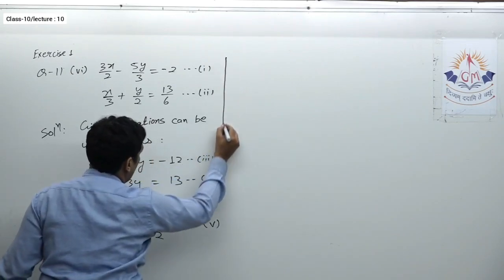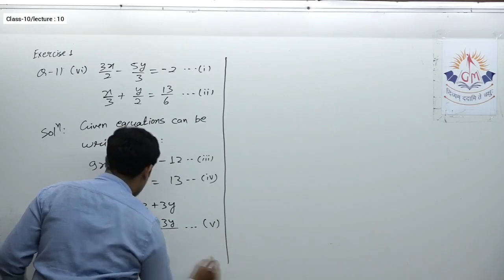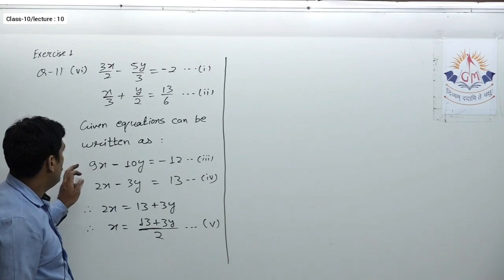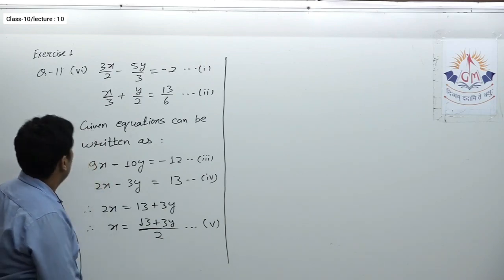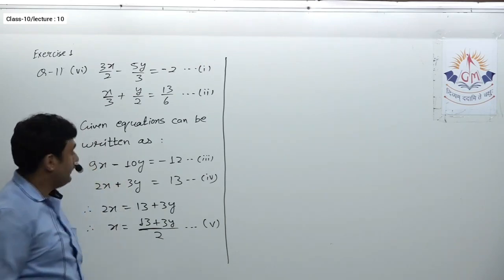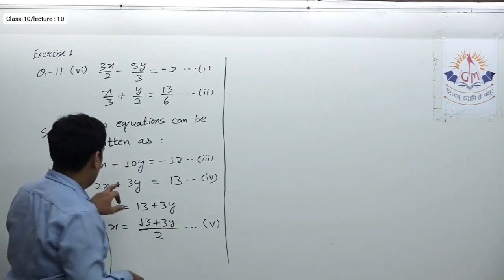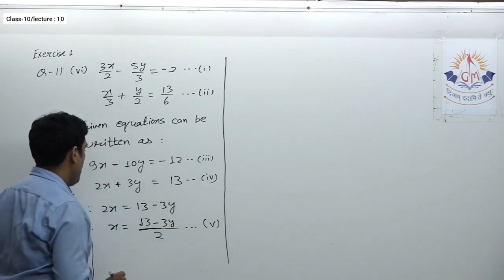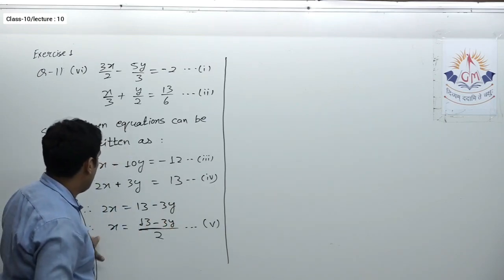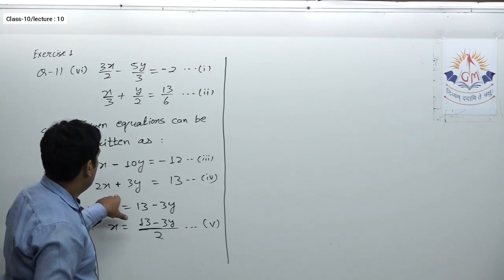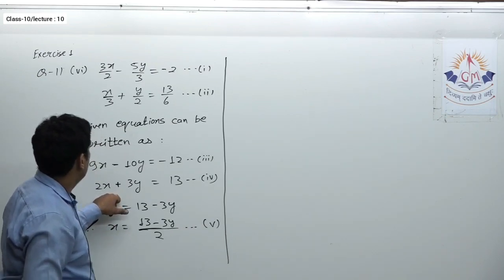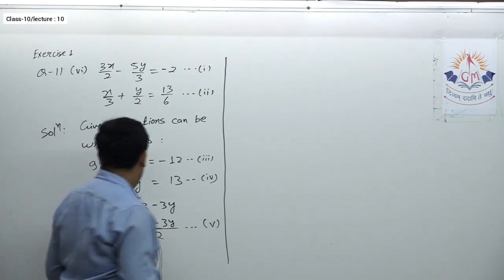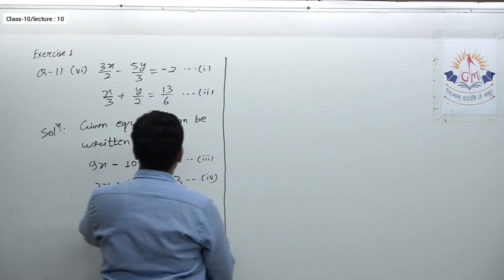Now from this fifth, x equal to 13 plus... okay, let me check this. Yes, this is plus 3y here, so here it will be minus. x is equal to 13 minus 3y upon 2. Okay, so now I'll put x equal to this in equation number 3.